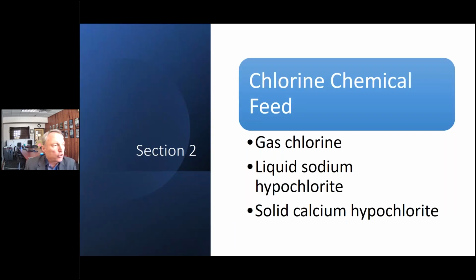Now we're moving on to part 2 of our presentation. That was the theoretical, and now we're going to look at some calculations for gas chlorine, liquid sodium hypochlorite, and solid calcium hypochlorite.